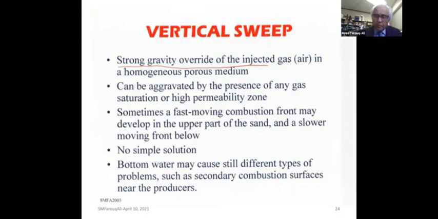And also, sometimes what we see is even worse, that you may have a fast-moving combustion front in the upper part of the sand and a slower front in the lower part of the sand. Very complex situation, and really we cannot do a whole lot about it.